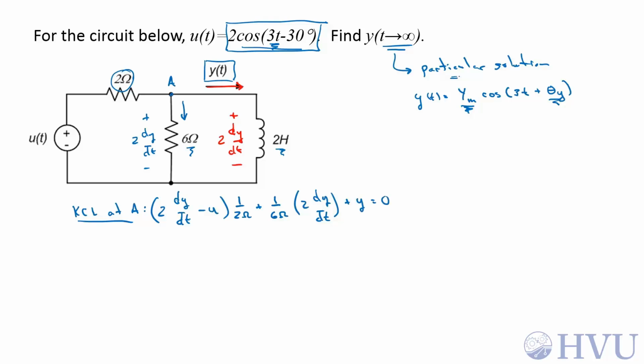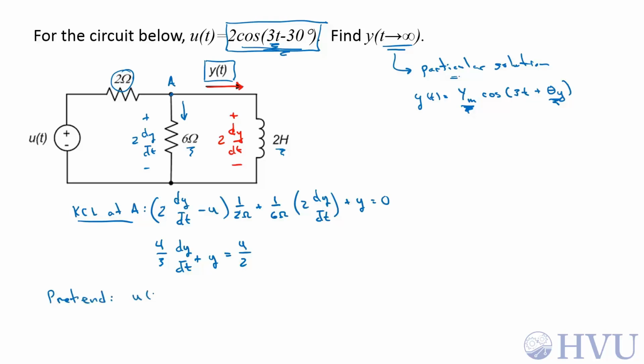Now doing the math, this 2 cancels with that one, so dy dt plus 1/3 of dy dt is 4 over 3 dy by dt plus y. Then I have 1/2 u. If I take that to the other side, that's u over 2. Now I can just plug my sinusoids into this and solve for the values that I need. However, it's easier to work with complex exponentials.